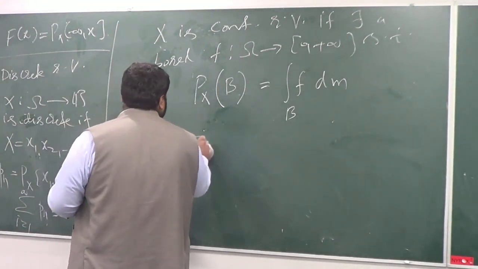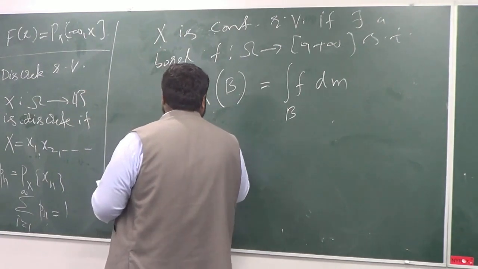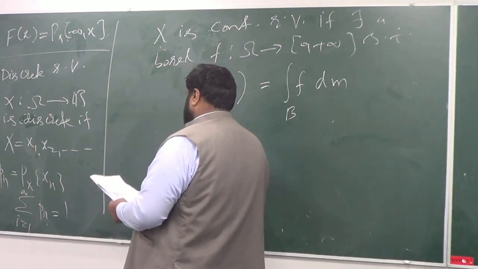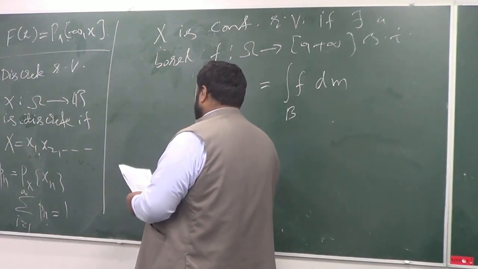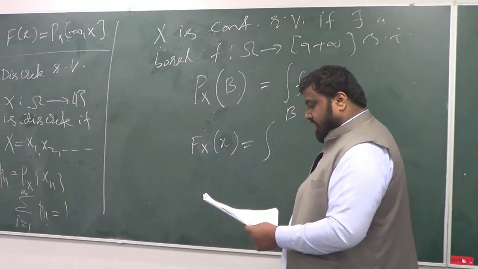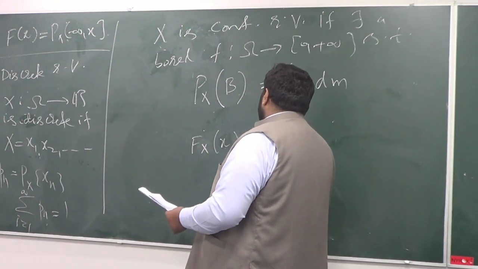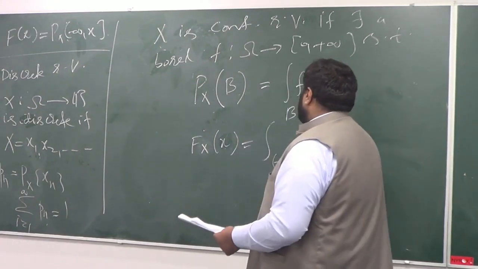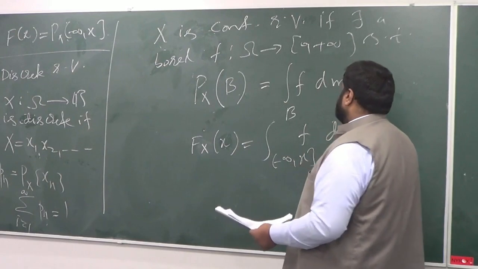By the way, what would be the distribution corresponding to this Borel map? If I have Fx of, for example, x, that would be the integral from minus infinity to x of f with respect to Lebesgue measure.